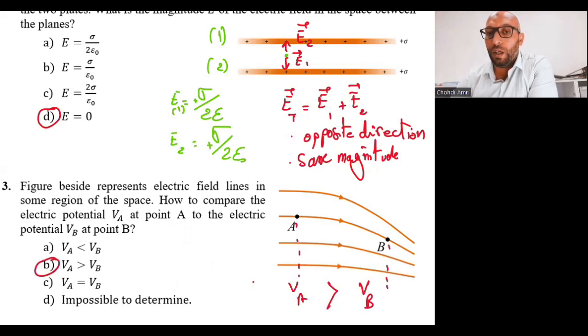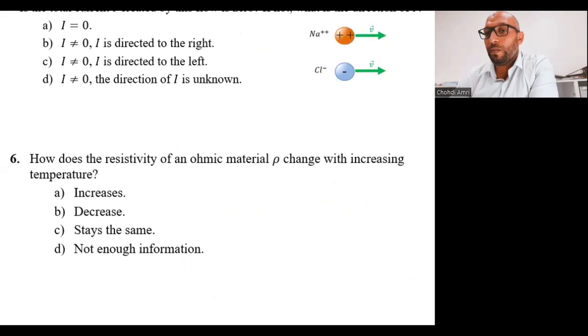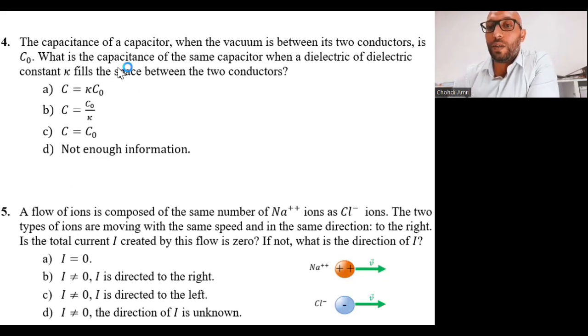And the correct answer will be B also. Let's continue. Question 4 concerns the capacitance of the capacitor. The capacitance of the capacitor when the vacuum is between the two conductors is C naught. What is the capacitance of the same capacitor when a dielectric constant kappa fills the space between the two conductors?